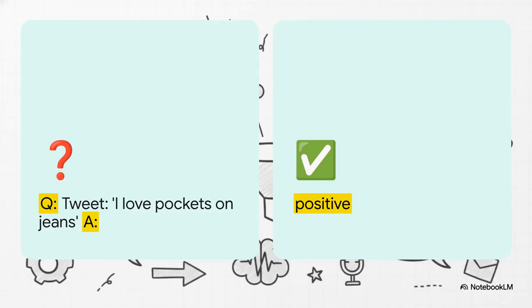So, now for the final test. We provide the input, I love pockets on jeans, and we leave the answer blank. Because we layered the context, the instruction, and those formatting examples, the AI doesn't write a long, rambling paragraph explaining why pockets are useful. Nope. It perfectly outputs just the word positive. It nailed the execution simply because we gave it the exact blueprint to follow.